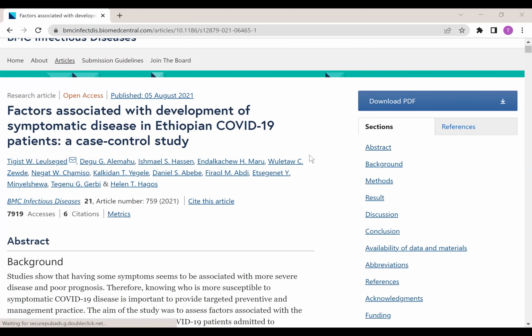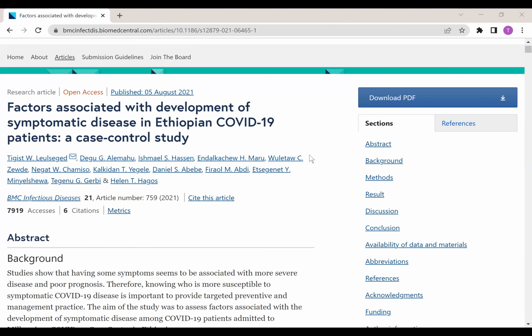So this is a study on factors associated with development of symptomatic disease in Ethiopian COVID-19 patients, a case control study. This is a comparative research design, which should employ all 3 levels of analysis. That means descriptive analysis, which is mandatory for any type of research, and then comparative analysis, because this study design is comparative in nature, and we have to be able to compare our cases and controls before running regression analysis to identify the presence of significant relationships.